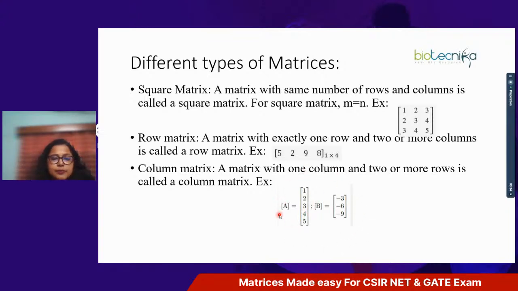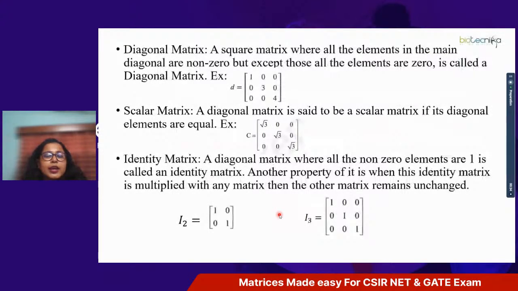Now let us come here. Next comes the diagonal matrix. Now we know the meaning of diagonal, right? So what is a diagonal? A diagonal goes from the first vertex of a square or quadrilateral to the third vertex; the opposite vertices are connected through a straight line, and that straight line is called a diagonal of that quadrilateral or square.